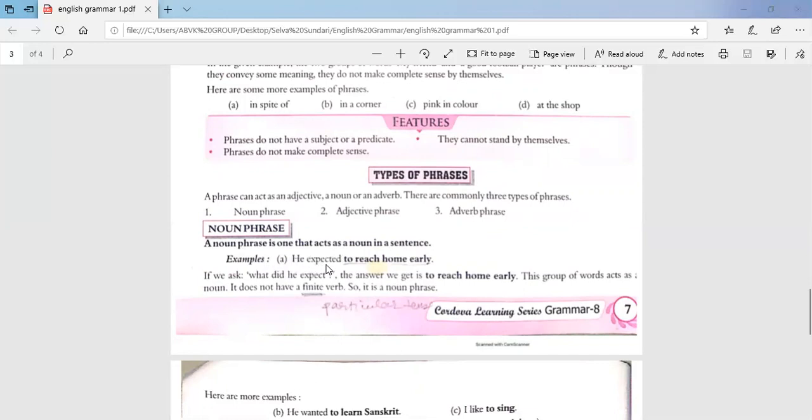Example, he expected to reach home early. What is that? Where to reach? Home. So that home is noun, so that is noun phrase. If we ask what did he expect, the answer we get is to reach home early. This group of words acts as a noun. It does not have a finite verb. Finite verb means what? Telling the time of action. Here we don't have it. So it is a noun phrase.